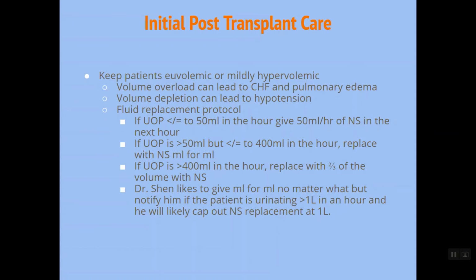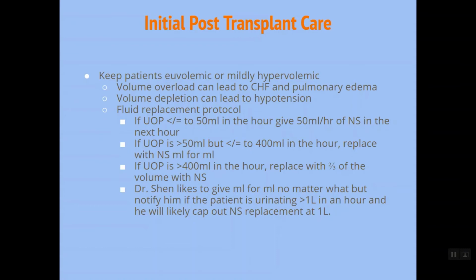So fluid replacement protocol, our typical protocol is going to look like this. If urine output is less than or equal to 50, we're going to replace with 50 mLs per hour of NS in the next hour. If urine output is greater than 50 mLs but less than or equal to 400 mLs in this hour, then we're going to replace it with NS mL for mL. If urine output is greater than 400 mLs in the hour, we're going to replace with 2/3 of the volume with NS in the next hour.